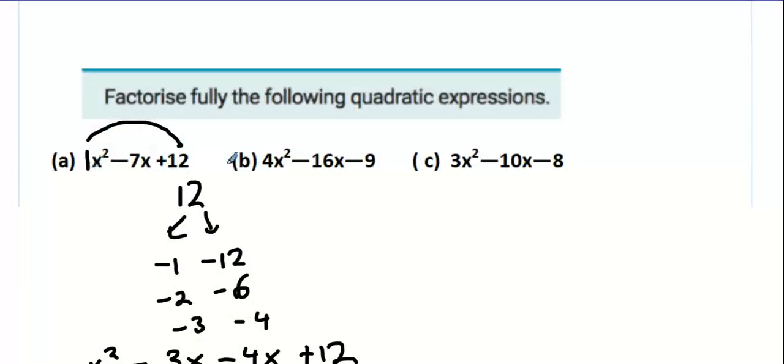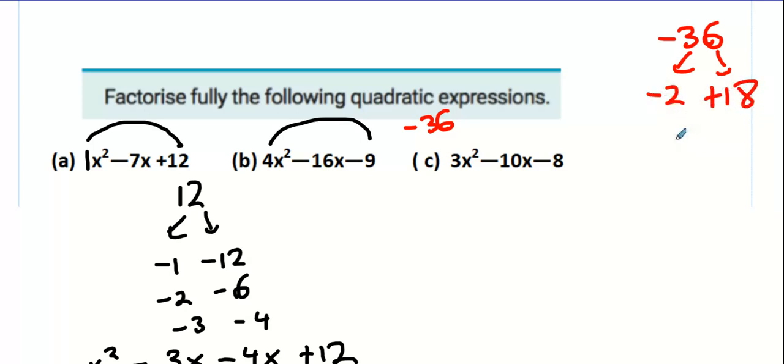SG. All right, help me out here. 4 times 9. SG stands for himself. You're J something. JH. Minus 36. Two numbers that multiply to give you minus 36, but add to give you minus 16. Yeah. Which one is it? Is it minus 2 plus 18? Yeah. Lads, SG is using plus 2 and minus 18.